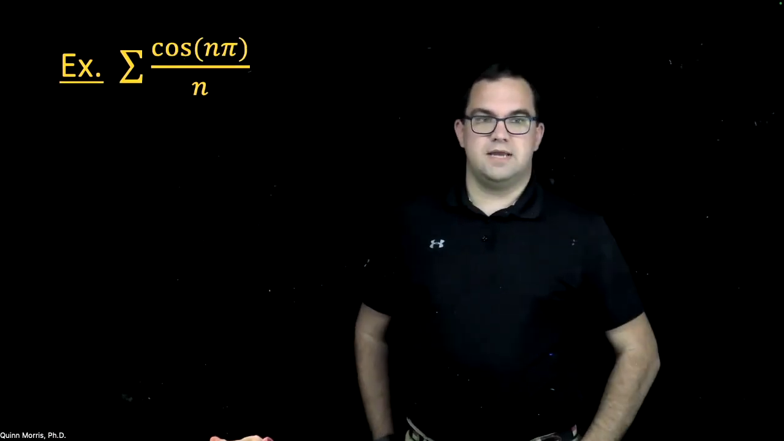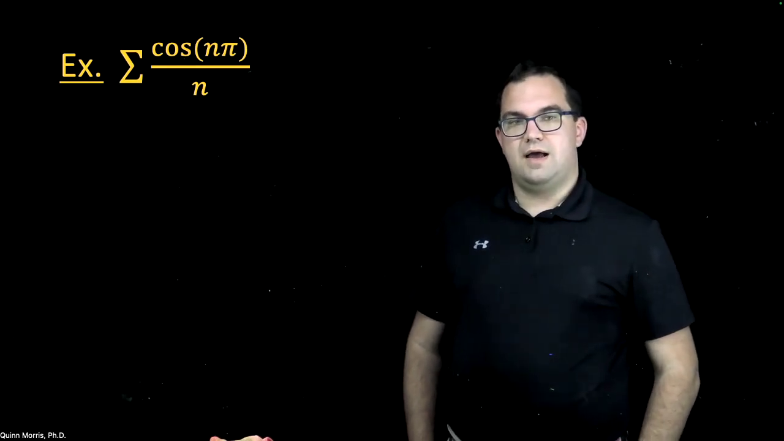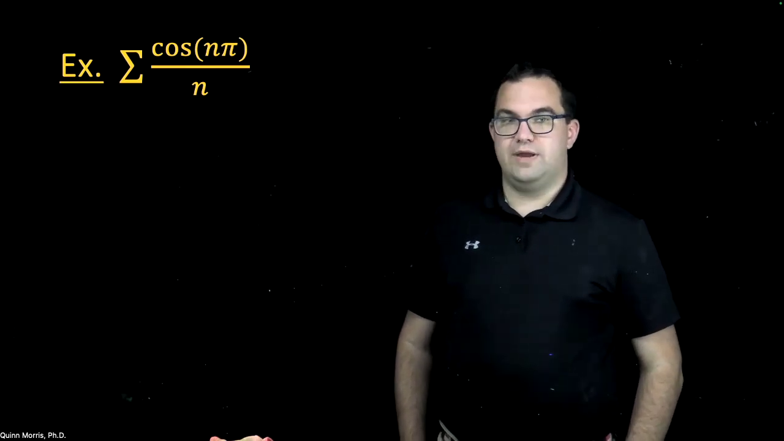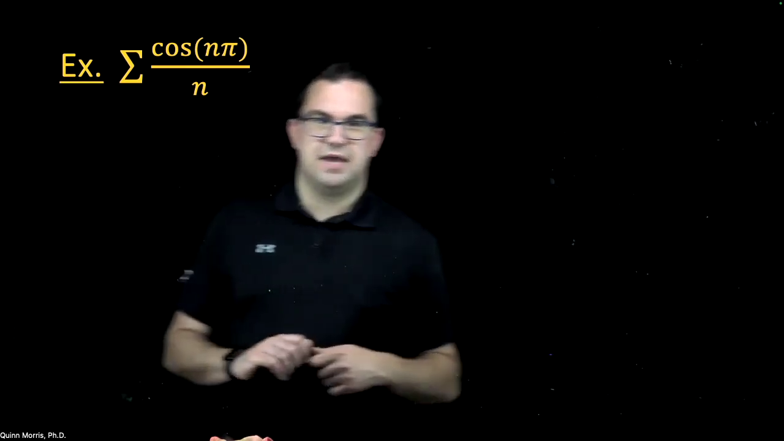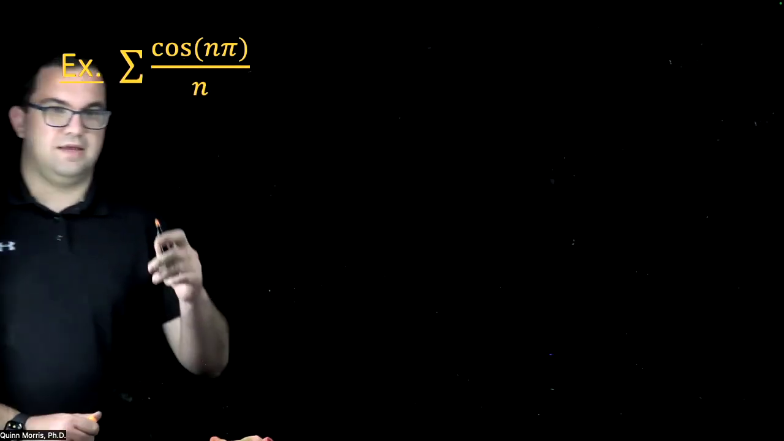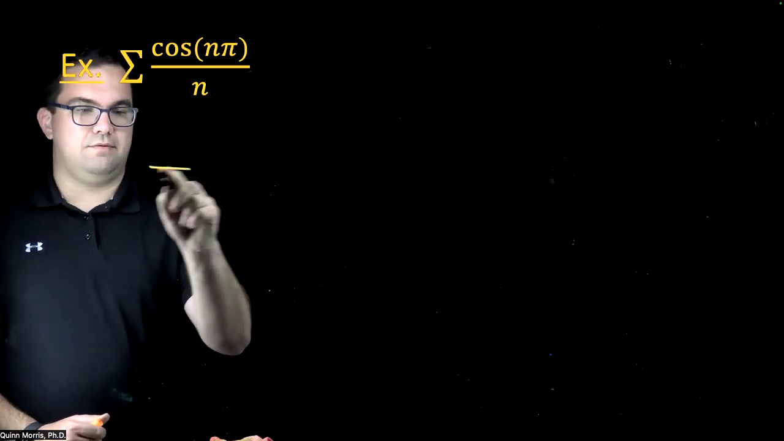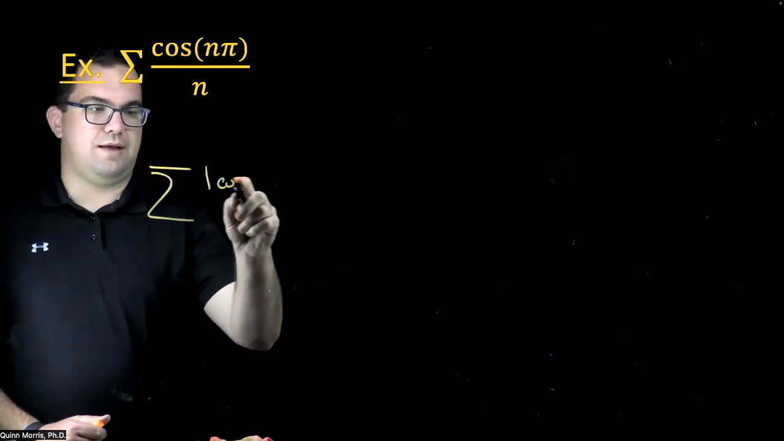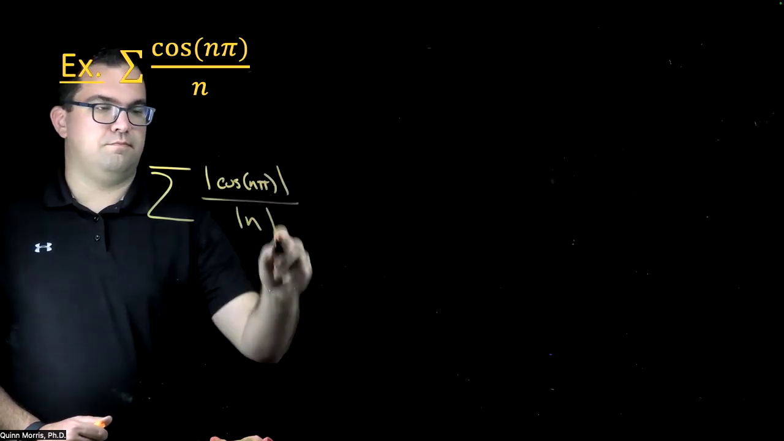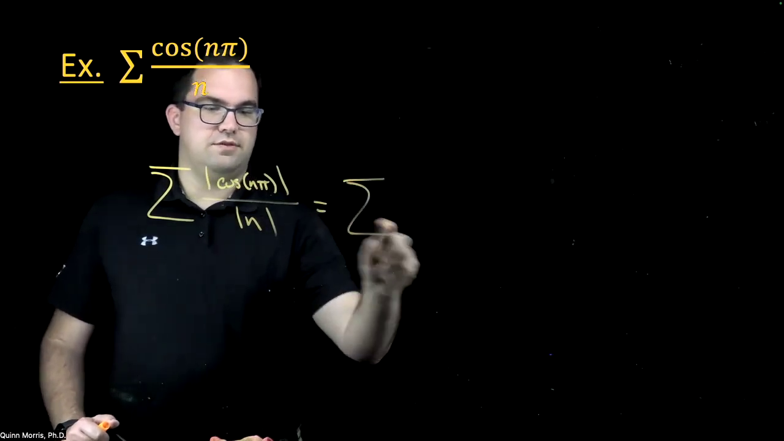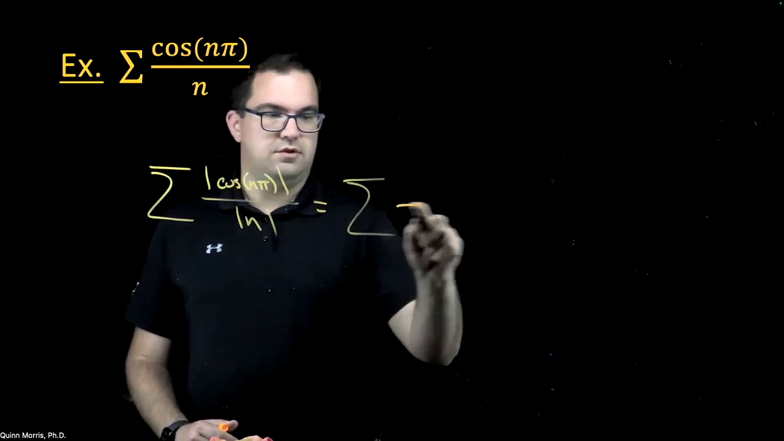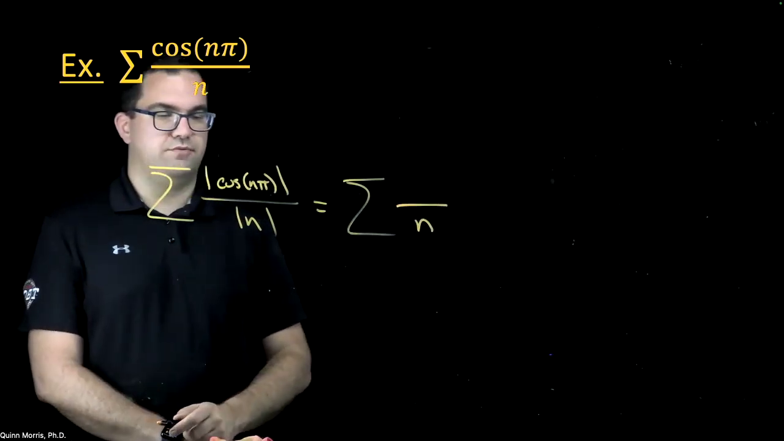Now let's look at another example here. I have the sum of cosine of n pi over n. Now again, in this case, if I want to try and apply the absolute value test, I would look at this and say, okay, if I hit each of these terms with absolute value, I get that. Now in the denominator, those n's are just 1, 2, 3, 4, 5, 6, and so on. Those are already positive, so I can drop the absolute values.